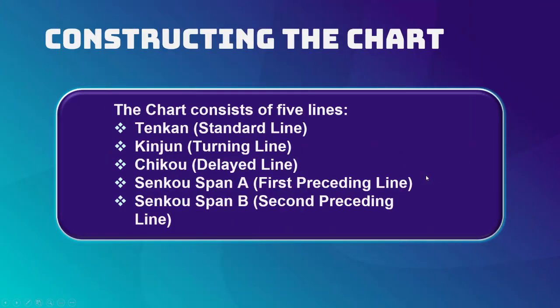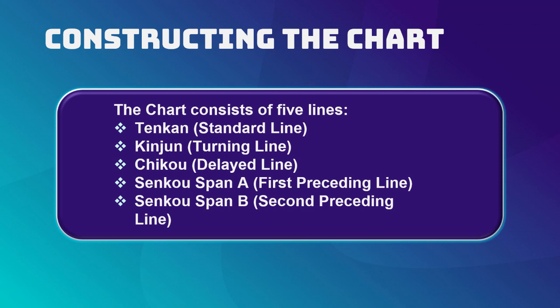Basically, there are going to be 5 different lines when you look at an Ichimoku chart. That's not including price. If you use price, you should probably use it as a candlestick rather than as a line, because otherwise it gets very confusing. But we have what's called the Tenkan line or standard line, depending on which brokerage you use. They have different names for them.